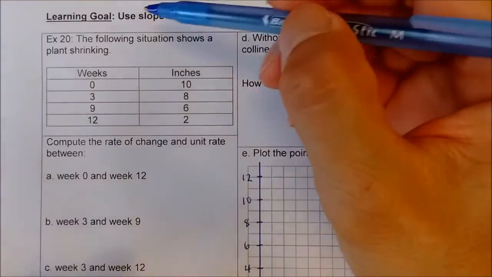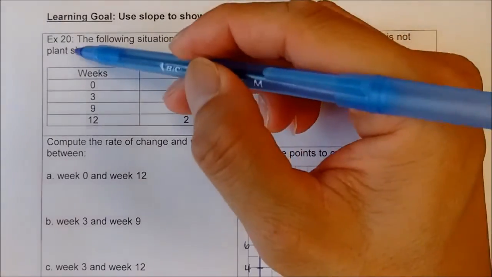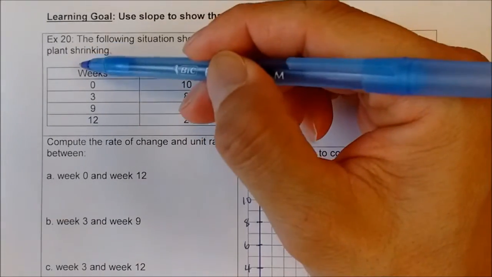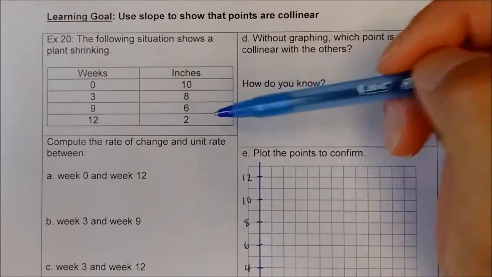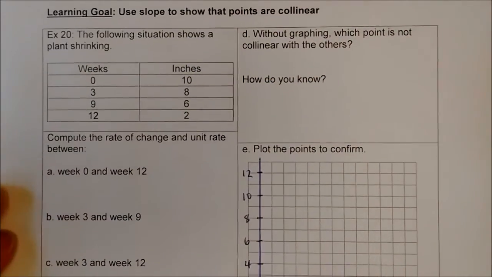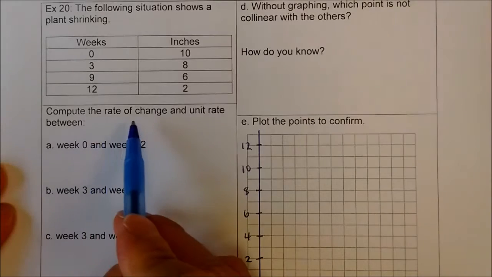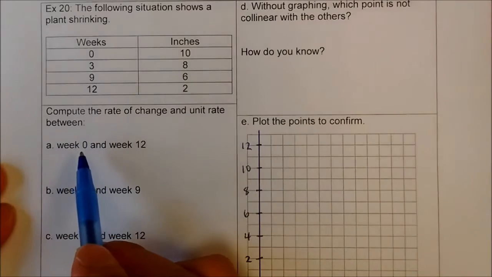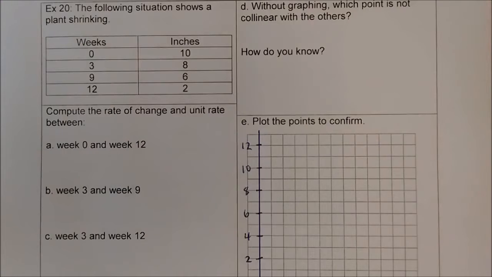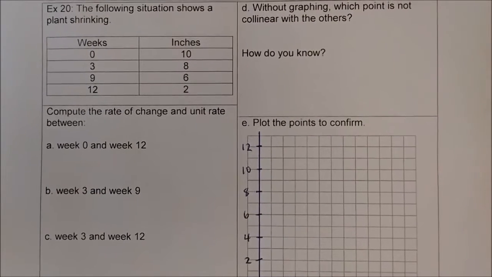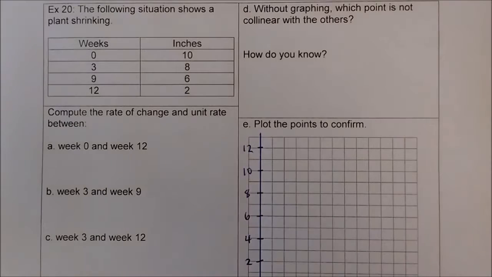In this next example, the following situation shows a plant shrinking. Again, we have a table of values for the input of weeks and the output of inches. What I want you to do is compute the rate of change and unit rate between week 0 and week 12, week 3 and week 9, and then between week 3 and week 12. You might want to check with a neighbor as well when you're finished. Go ahead and pause the video and we'll get back together in a couple minutes.